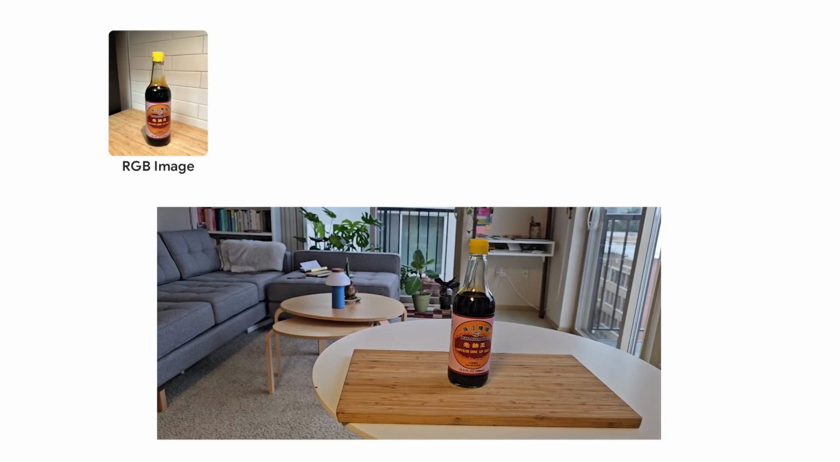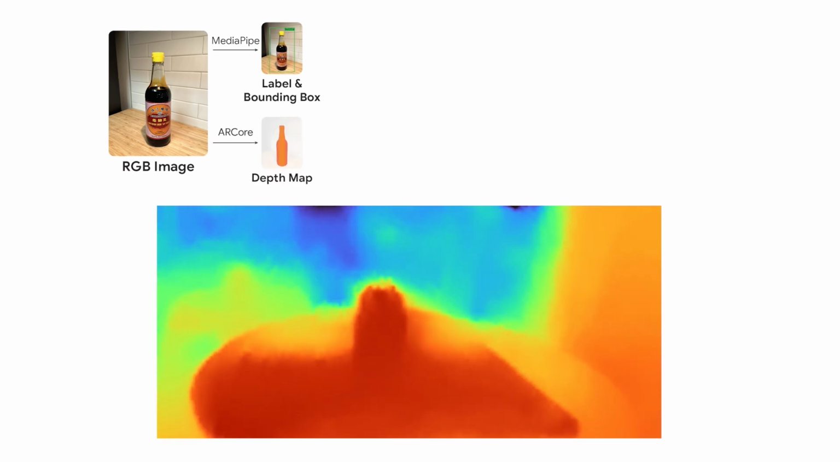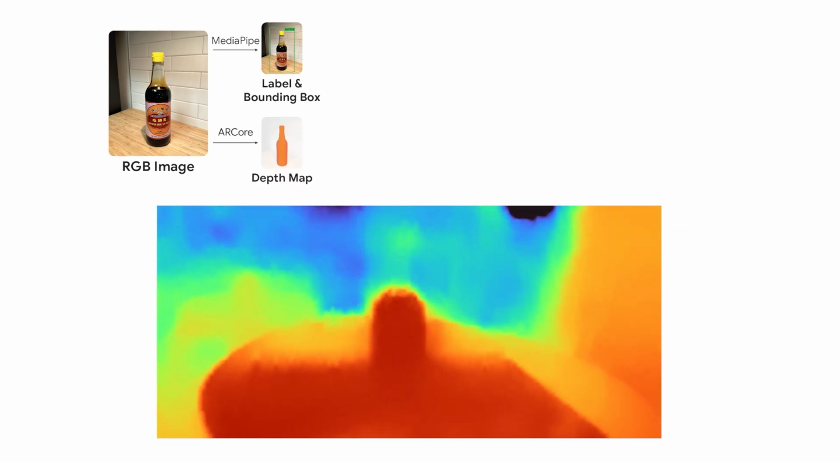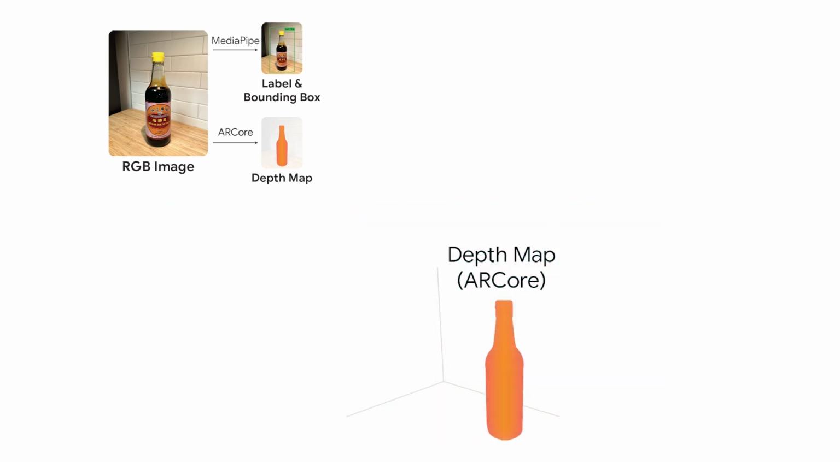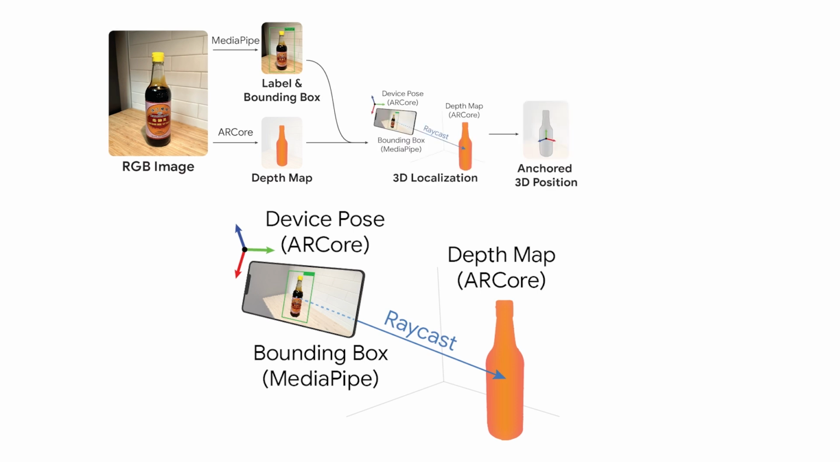First, objects in the camera stream are classified on-device using MediaPipe, producing labeled bounding boxes for each object. Using ARCore, the device localizes itself in 3D space and acquires a real-time depth map of the scene. To localize detected objects, we cast a ray from the center point of the bounding box on the device's screen towards the depth map. The hit point defines the 3D coordinates of that object.